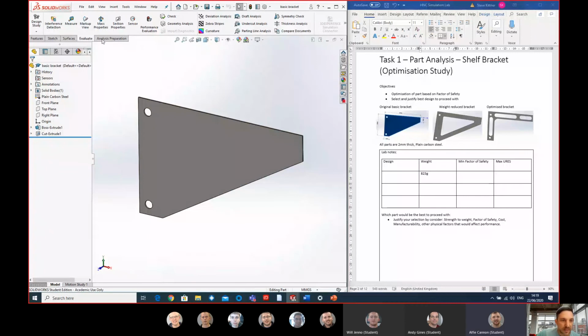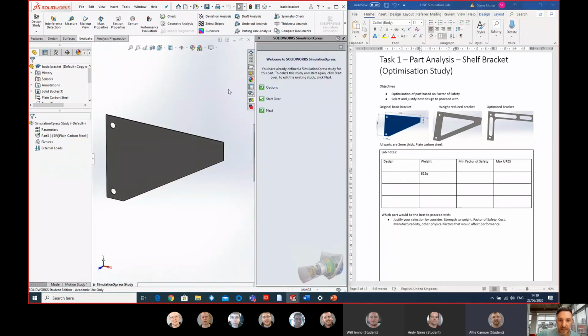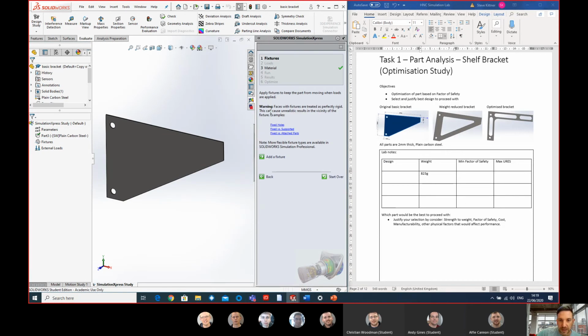We're going to apply some simulation to this now. So in this software, we really don't have a lot of options. However, let me just pull up this Simulation Express. This is some very basic simulation software. Thankfully, it comes up with this little guide to start you through. I'm going to hit next.